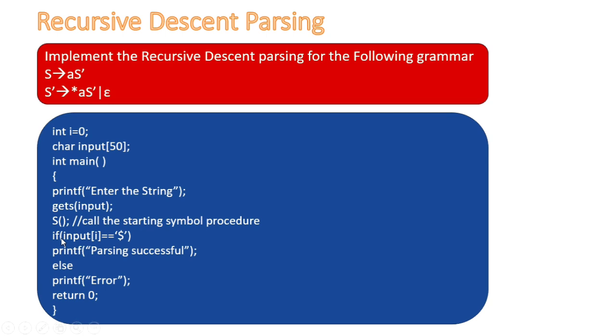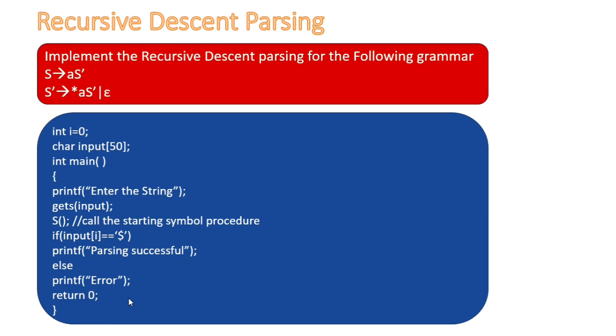Finally, every input string will end with the dollar symbol. Dollar is a delimiter which denotes the end of the string. So if input of i is the dollar, that means it is the end of the string, and that is called parsing successful. If it does not meet the dollar, or if during parsing you get any other symbol which is not in the grammar, obviously it will report an error. So I am simply making it printf error. Since main is the controller function, it has to return an integer value, so I am returning 0.